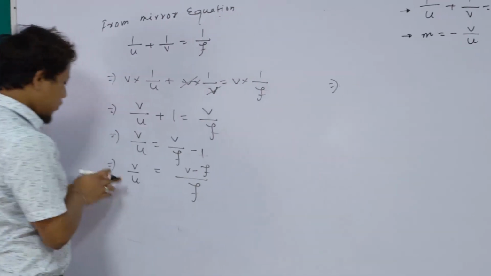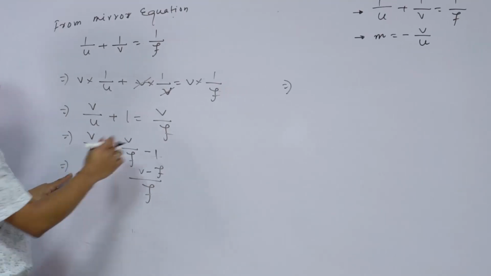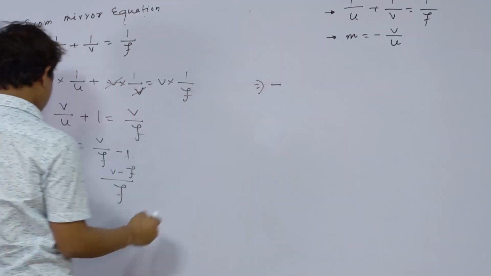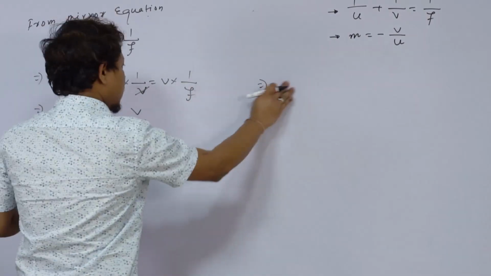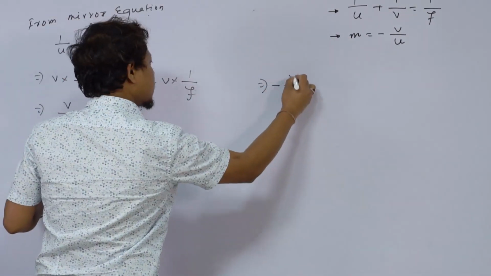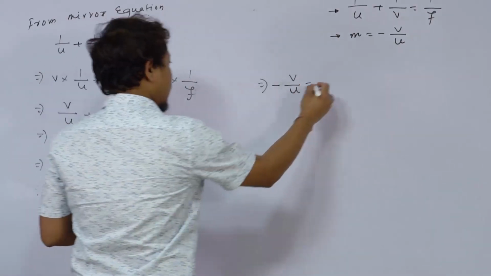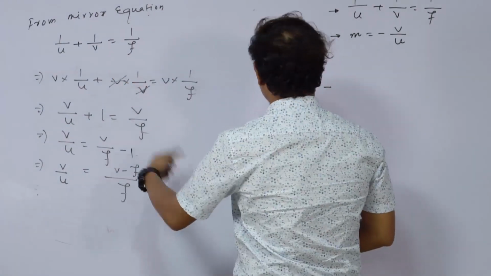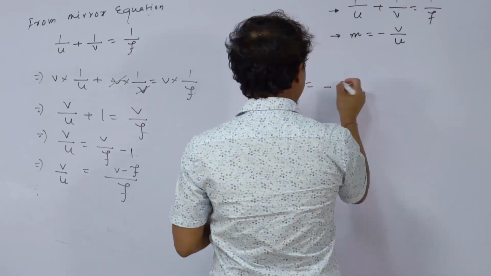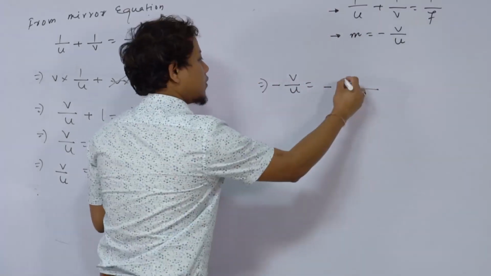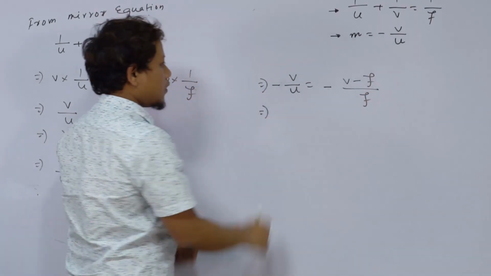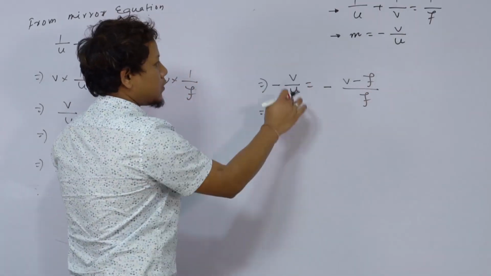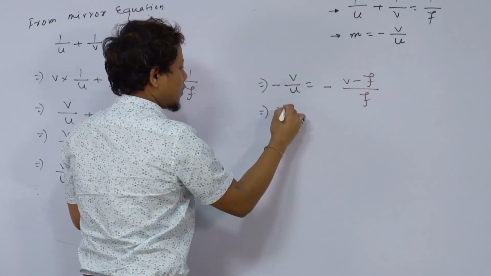So this is, once I multiply on both sides by minus, it will become minus. Or you can do one thing, you can transfer to the other side. So this is minus V by U, and then this is plus, so it will become minus, and this is F. So this minus V by U is nothing but M.